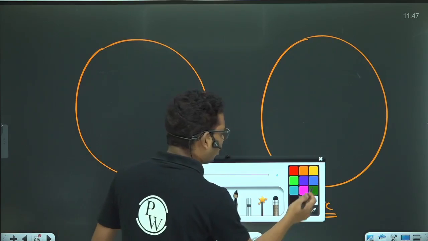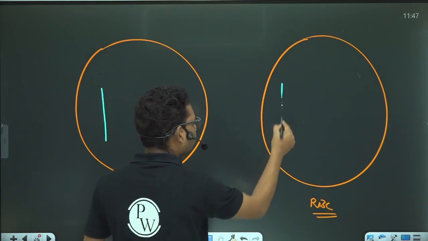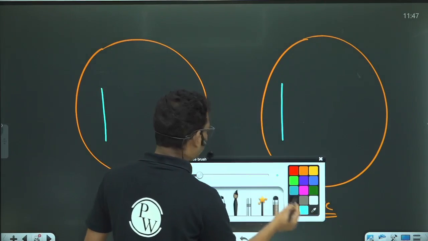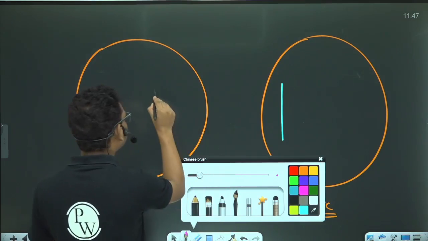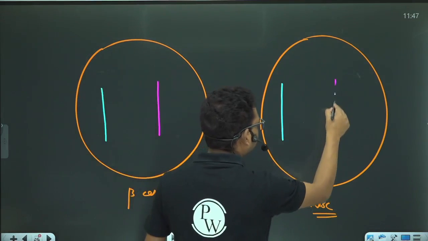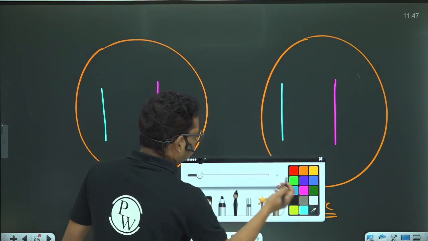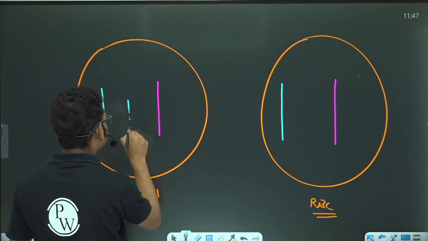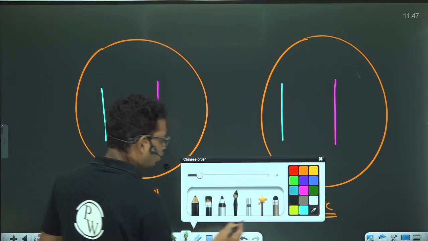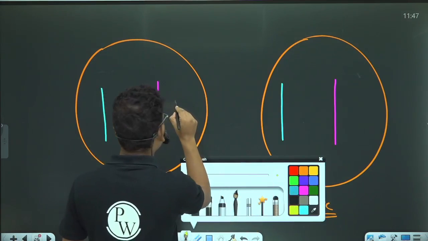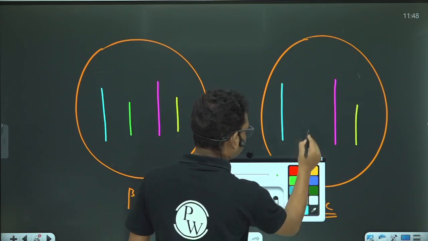Let me write over here some of the genes. Suppose this is one gene. These are the same genes that are present everywhere. Let me draw another gene over here, and another gene. So these are the different genes.